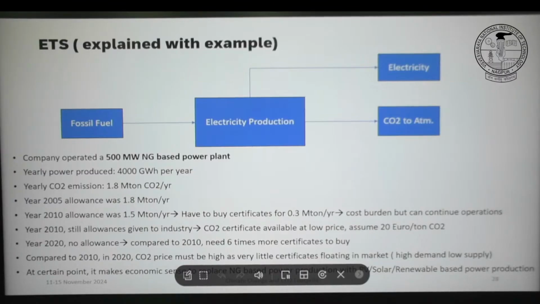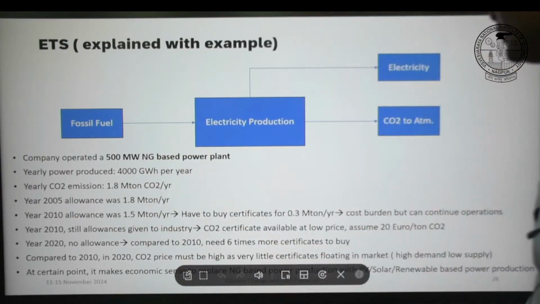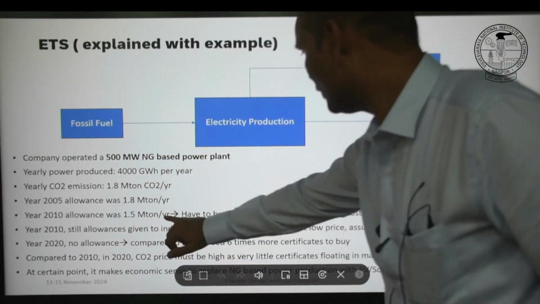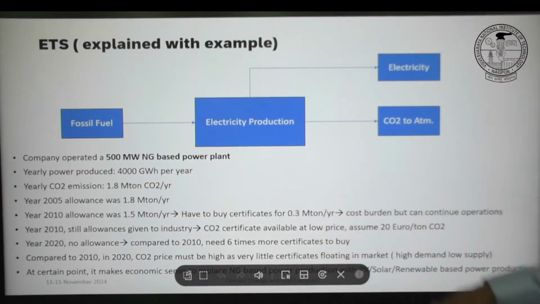That's not good. If you have to make maximum use of your assets, whatever you have invested, otherwise your power price will go up. Or you can go to the market and buy the certificates for 0.3 tons. You continue operating at 500 megawatt and continue releasing at 1.8. I have the allowances for 1.5, so I go to the market, pay for these certificates for 0.3, and now I can show that you allowed me 1.5, and for 0.3 these are the certificates. Right? It's a cost burden, but at least I can continue to operate at 500 megawatt.